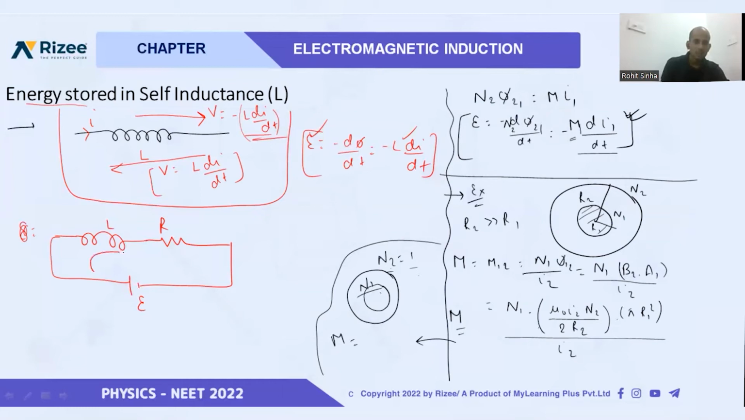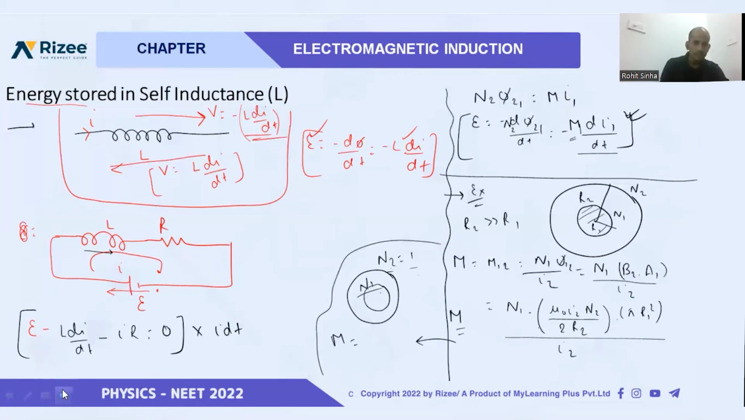Suppose current I is flowing through this loop. By Kirchhoff's law we can write: E minus L di by dt minus I into R is equal to 0, moving in the direction of current. Okay, what do we do? We multiply here by I dt.